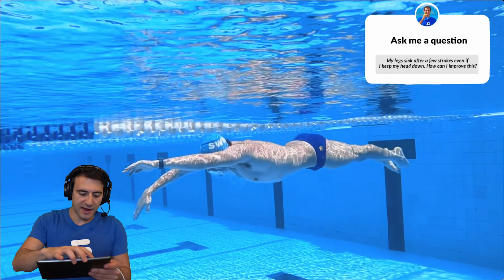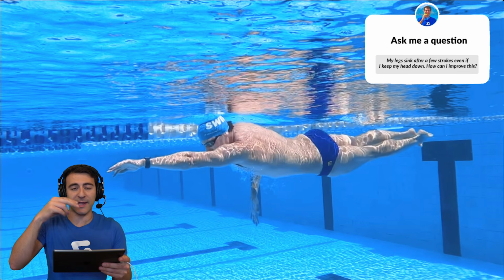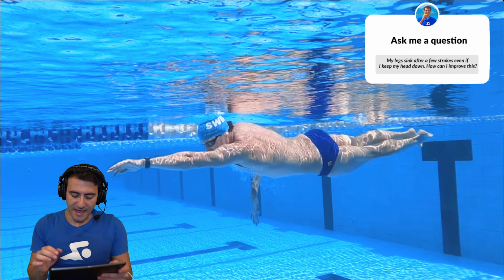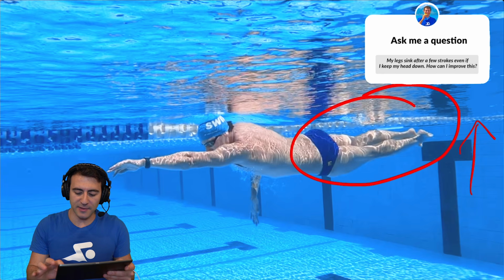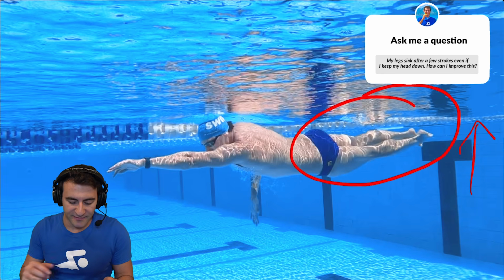But once you carry that speed off the wall, you don't have to do dolphin kick when you get started. You can start out with a flutter kick. That's actually probably better if you're a beginner, to just start with your flutter kick. And then you focus on keeping your legs up. So how do you keep your legs up? Here's the question: how do you keep your legs from sinking even if you're keeping your head down?